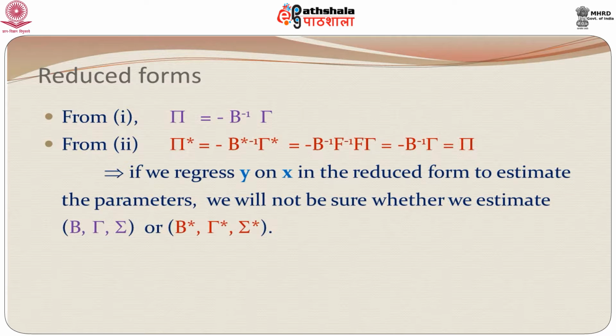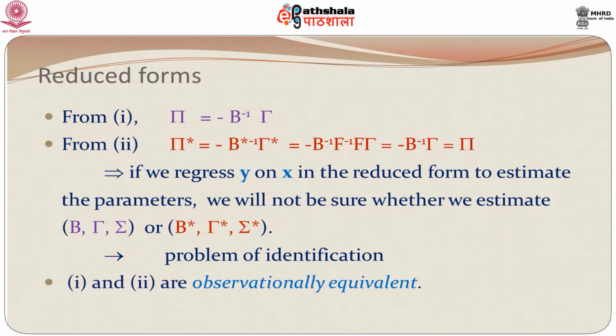The same stands for sigma and sigma star. So, are we estimating sigma or are we going to estimate sigma star? This is what the problem of identification is. As we have seen in previous classes, we have a confusion as to what exactly we are estimating. We say that these two equations, 1 and 2, are observationally equivalent. That means if we try and estimate the parameters from the given set of data, then the estimates would come out to be the same. So, we are not very sure as to what the parameters would be, B or F B, gamma or F gamma.